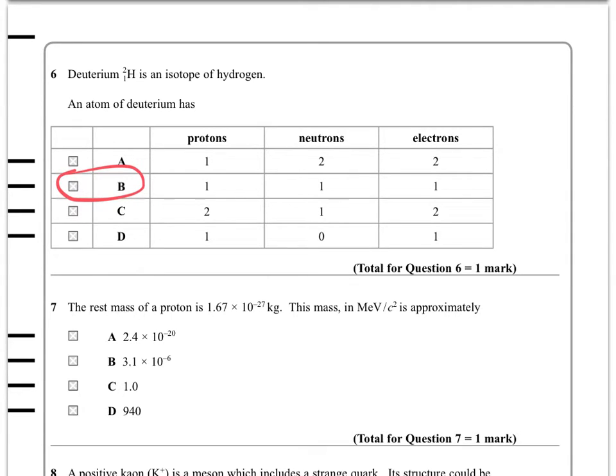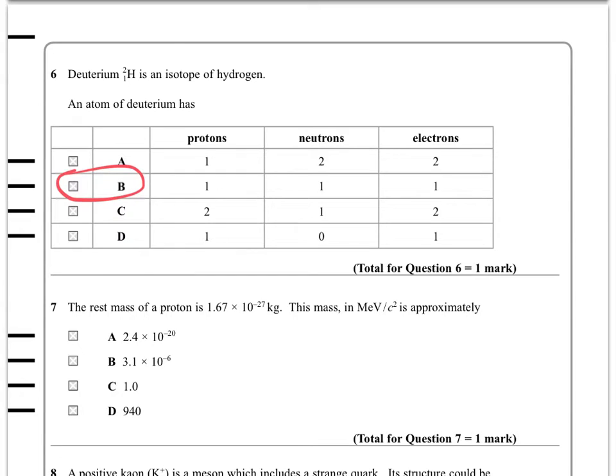Question 7. The rest mass of a proton is 1.67 times 10 to the minus 27 kilograms. This mass in MeV over c squared is approximately one of these values. So representing masses in energy units over c squared is a common thing in particle physics. To convert this to joules, we would bring the c squared across and multiply by it. And then to convert to electron volts, we would need to divide by the electron charge. So we would need to multiply this value by c squared. That'll give us an answer in joules.